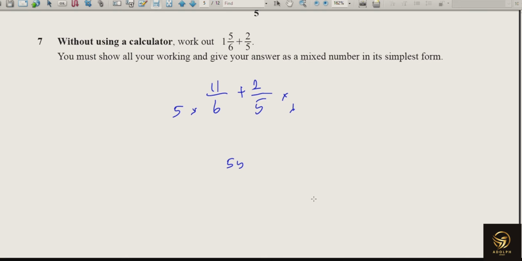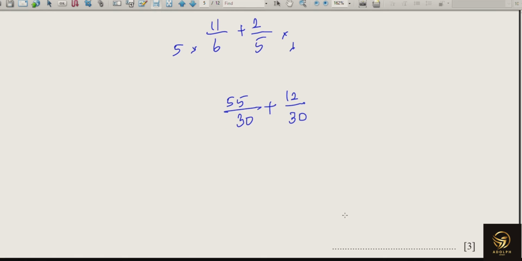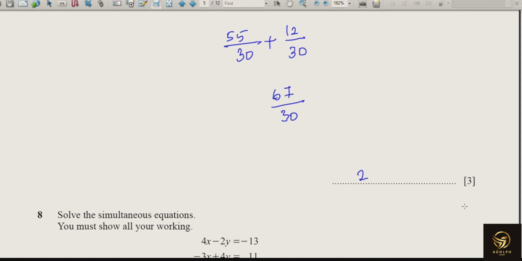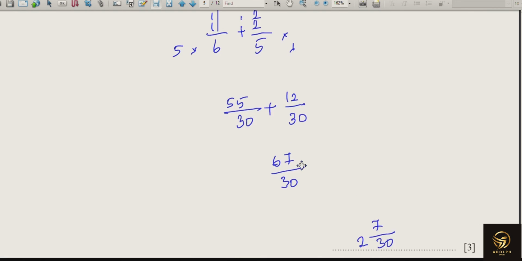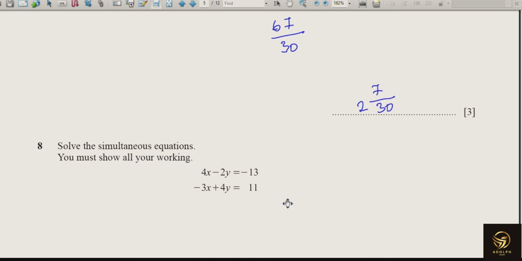So it's going to be 55/30 plus 12/30. And if I add them, I will be getting 55 plus 12, it is 67/30. 67, there are two 30s, and 7 is remaining, divided by 30. And I can't simplify it further, that's it. So I can leave this and I can go to the next one.